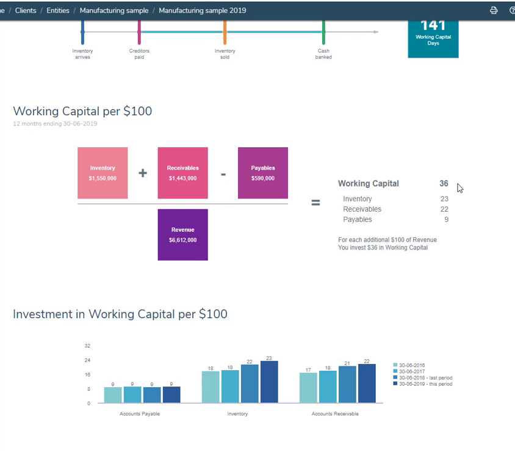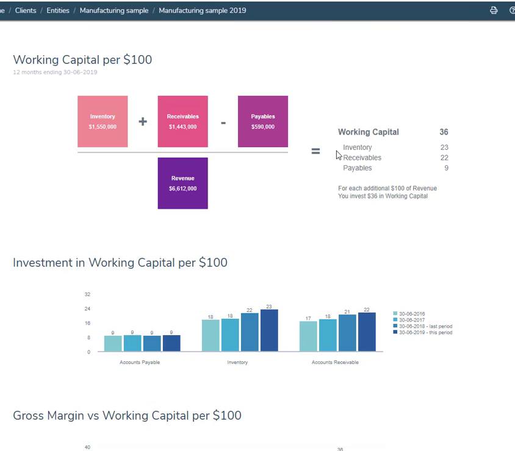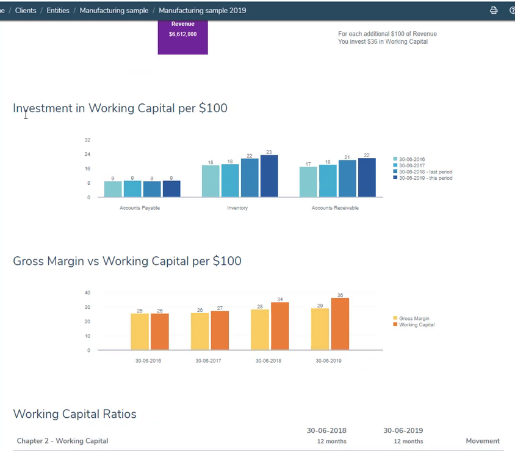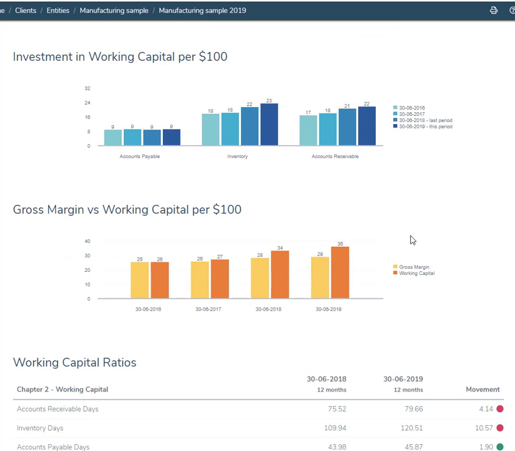So $36 working capital. This is made up of inventory plus receivables less payables. So our investment in working capital is obviously going up. We're investing more into inventory and accounts receivable because it's taking longer to get that money back.